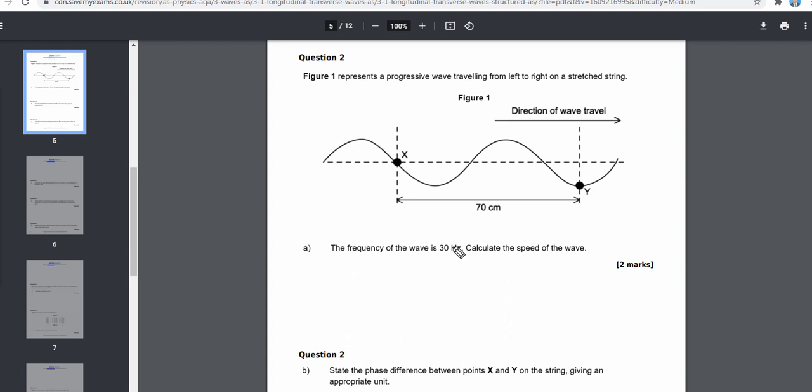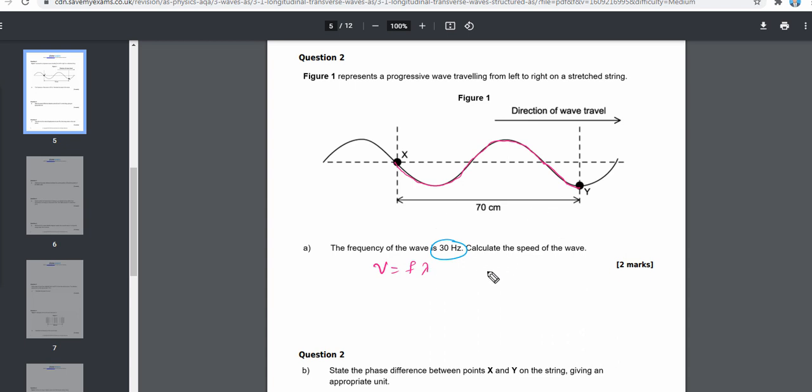We have been given the frequency, that is 30 Hz, and we have to find out the speed of the wave. We know that the equation for the speed of a wave is v = fλ. We have the frequency, but we do not have the wavelength. So we can find the wavelength from here. Up till here it's 1 cycle, and this is another quarter cycle. So the length of 1.25 cycles is 70 centimeters, and we have to find out the length of 1 cycle.